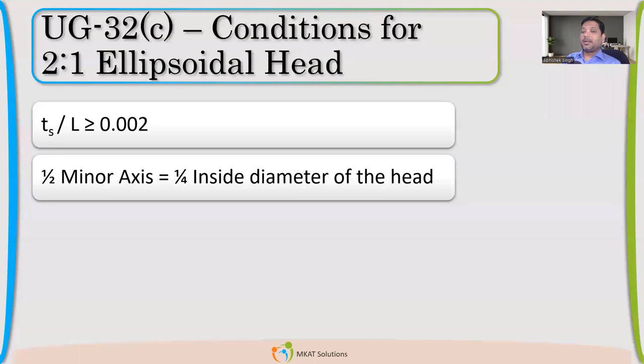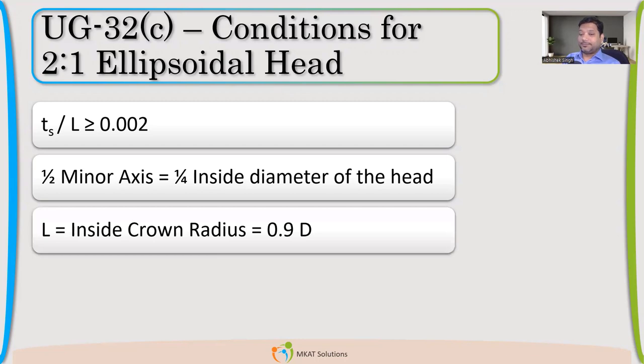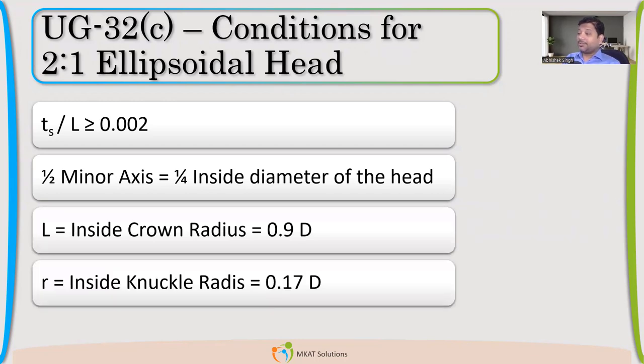Yes, Akash, absolutely right. So that is the first condition. Second is the 2:1 ratio. The formula is applicable only for 2:1, the 0.9 times D crown and 17% knuckle. If we have any different ratio, then this formula will not work. Making sense? This is valid for this one. So Arbaz, that's what I said. L in an ellipsoidal head is the crown radius. If you see the figure also, it is indicated. Because in the shell, we have used different terms for L, so don't get confused with that.